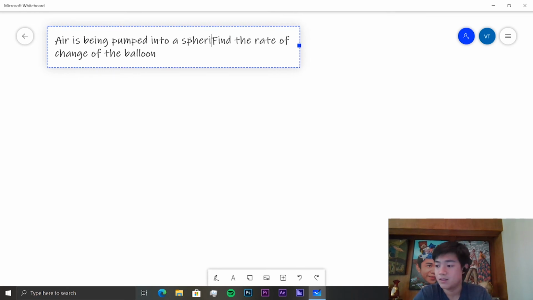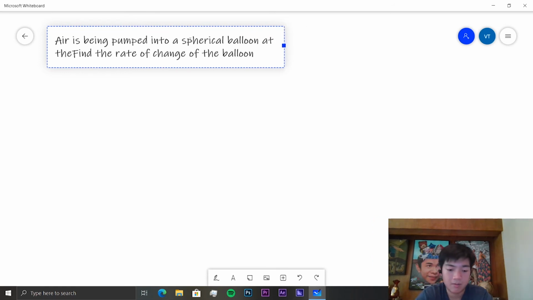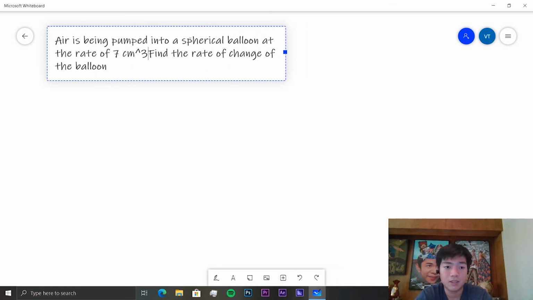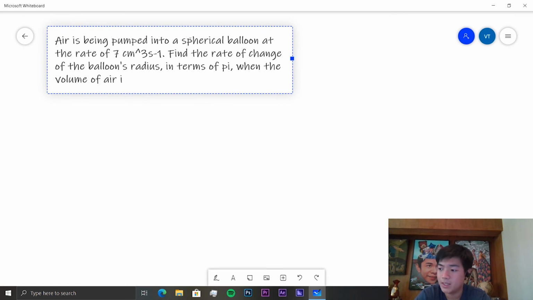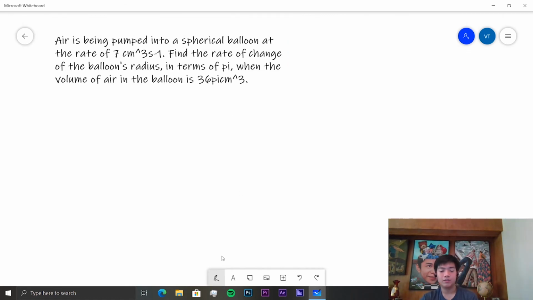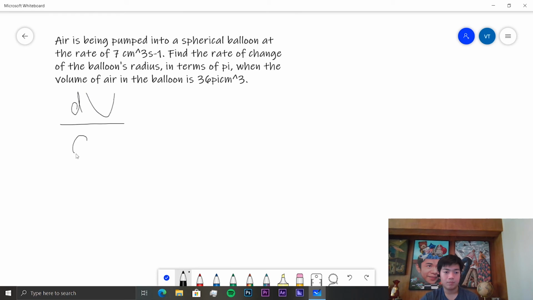Sphere, balloon, at the rate of 7 centimeters cubed per second. Find the rate of change of the balloon's radius in terms of pi when the volume of air in the balloon is 36 pi cm cubed. Okay, so we clearly have two equations here. First of all, the volume is increasing at a rate of 7 centimeters cubed per second, so just 7.